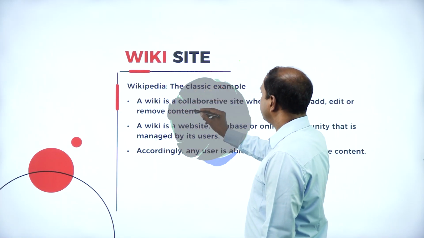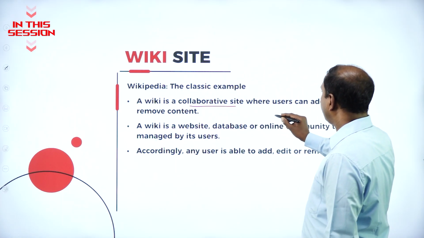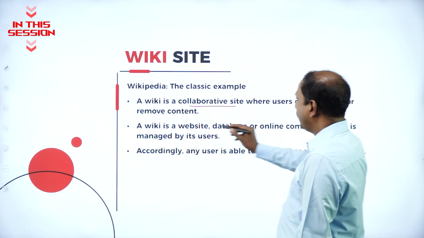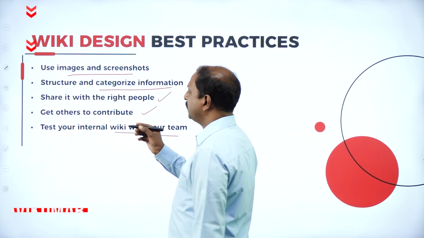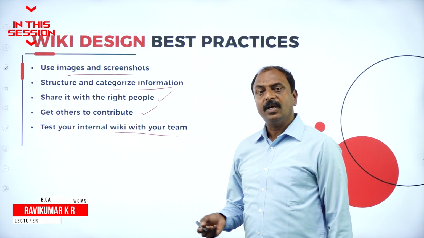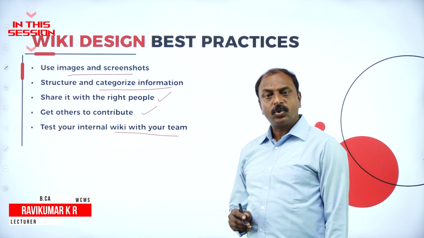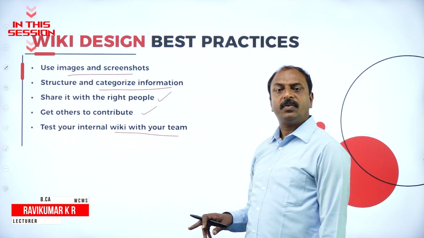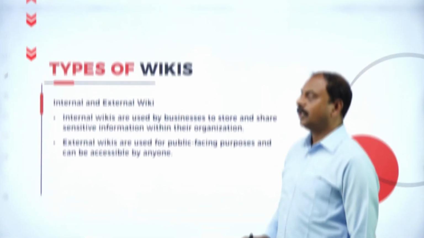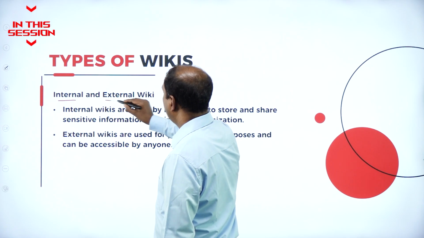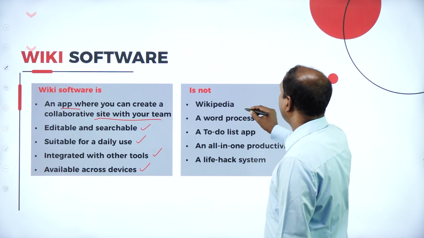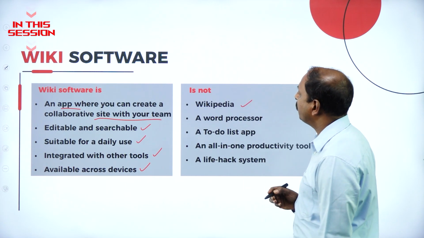A wiki is a collaborative site where users can add, edit, or remove content from the website. So, what is Intelligent Wiki? It is a wiki site where only the members of an organization can share or edit information. Now, generally, there are two types of wikis: internal and external wikis. Wiki software is not an encyclopedia or a Wikipedia.